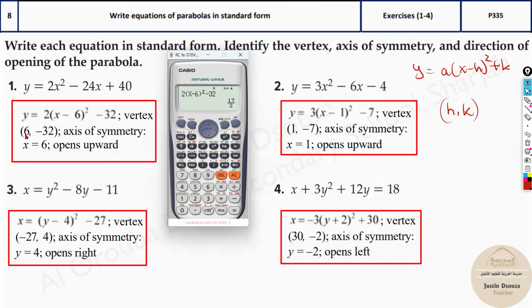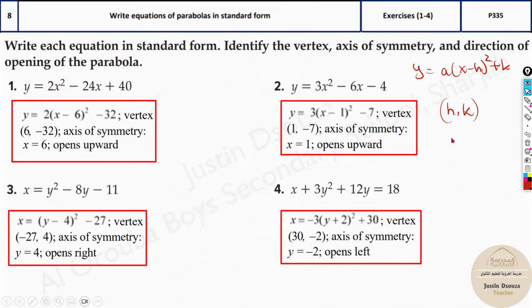The axis of symmetry is whatever the x value of the vertex, that is 6. And it opens upwards. Why? Because this is a quadratic equation which is having positive sign, means it opens upwards. That's how easily you can solve all the questions.